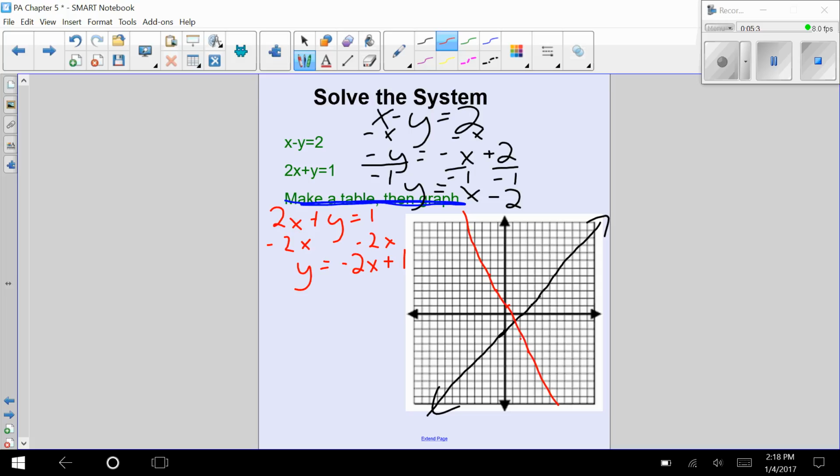and make our line. We see here that they intersect at this point right here, which is 1 comma negative 1. That should be our answer.